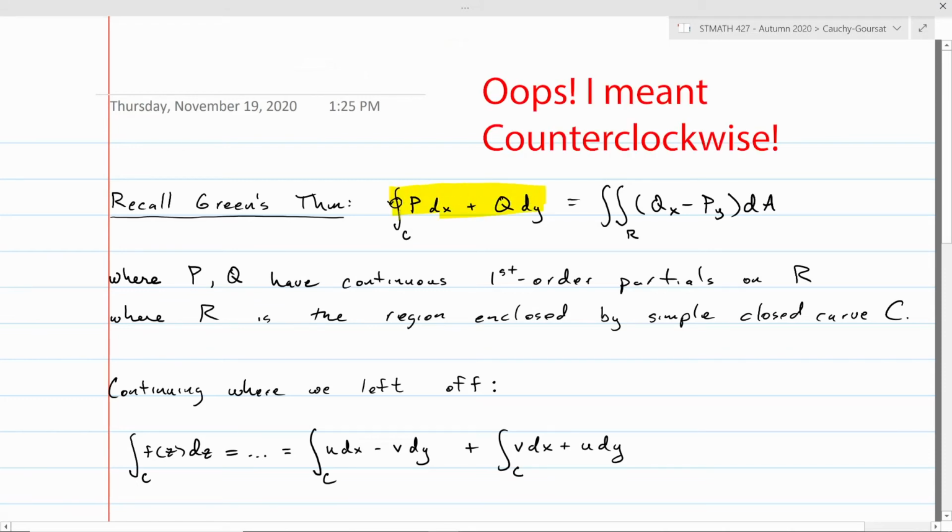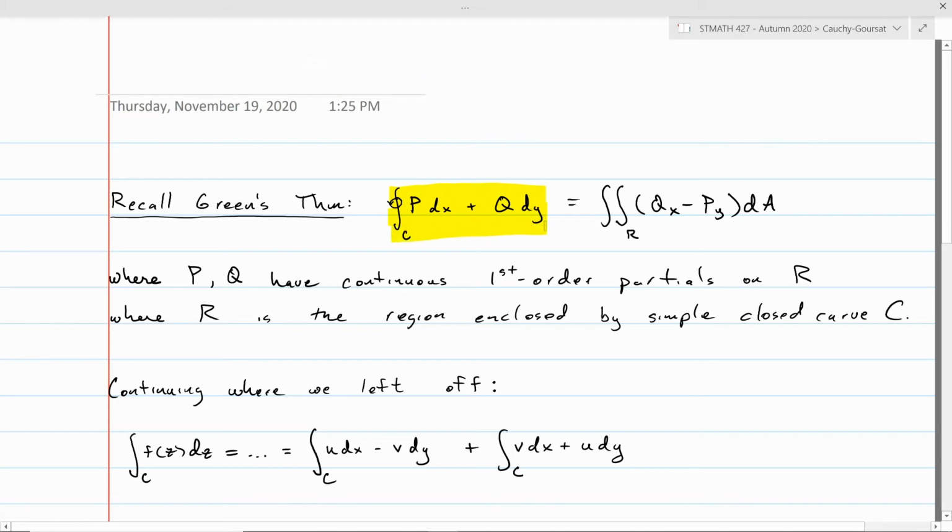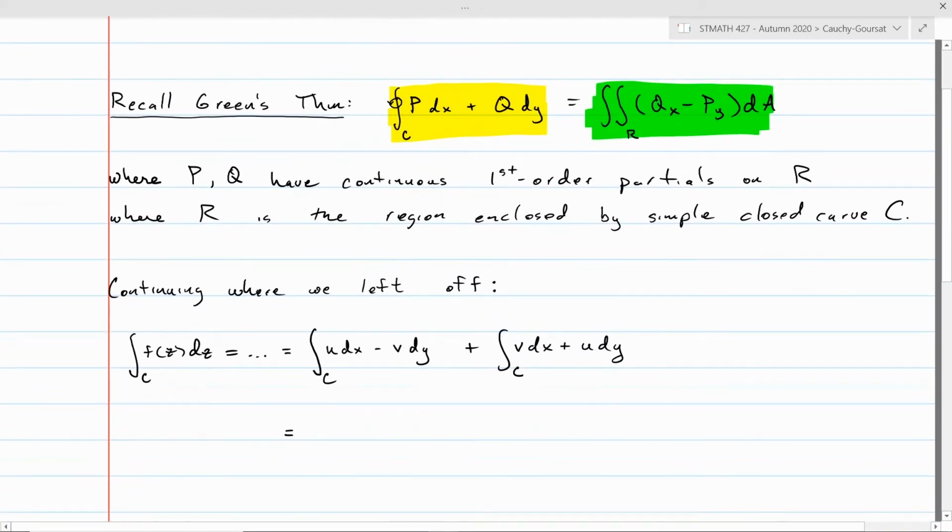something of this form, p dx plus q dy, you can actually convert it into a double integral involving the partial derivatives of those functions. And here, you have to assume that p and q have continuous first order partials on this region R, and R is the region that's enclosed by that simple closed curve. We have all that in what we're doing because we were assuming that our function was analytic, and we also assumed that its derivative was continuous. And so if the derivative of f is continuous, we know that the derivative equals u x plus i v x, or you can write that as v y minus i u y.